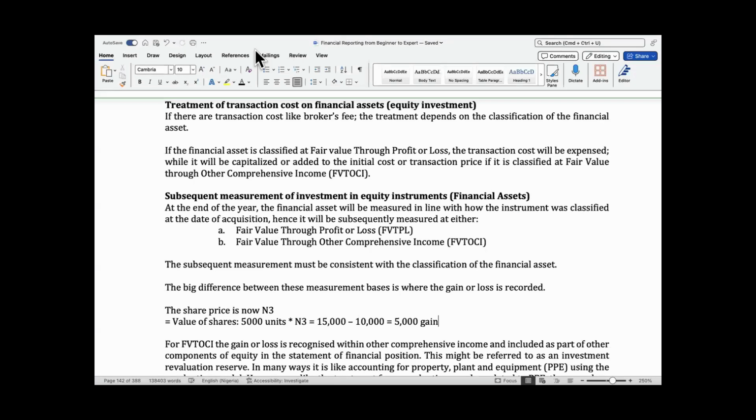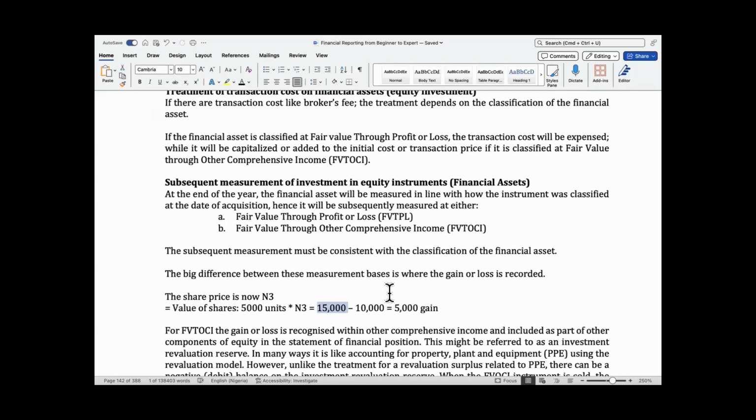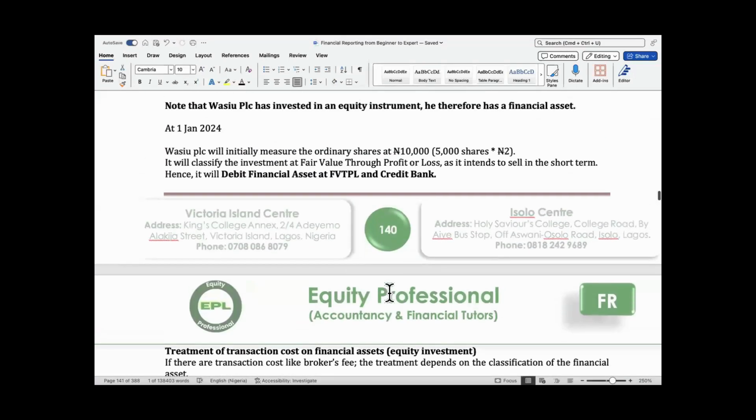I'm thinking since it's held for short term, it will be under, let me see, yeah, how is it current? You don't even have to think too much. The whole idea of this gain is that the value of our investment has increased from 10,000 to 15,000. So you just simply debit the financial assets to increase it from 10,000 to 15,000.